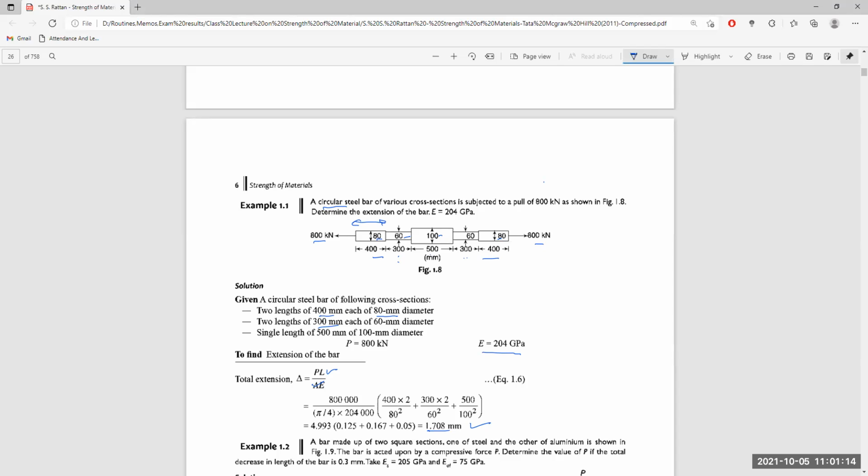First, this section. Okay? What is the length of this? 400 mm. What is the diameter? 80.